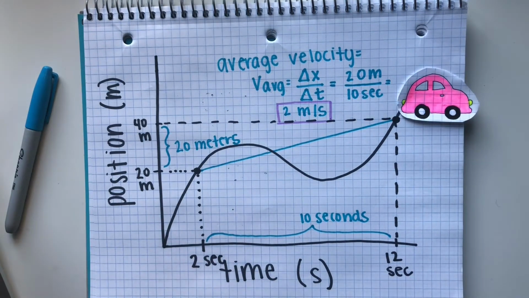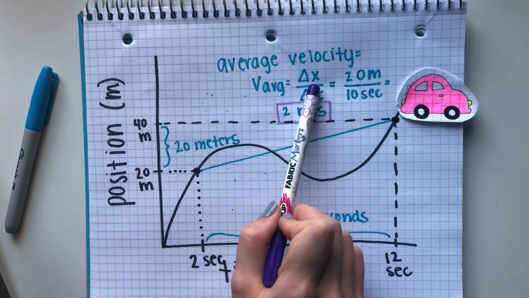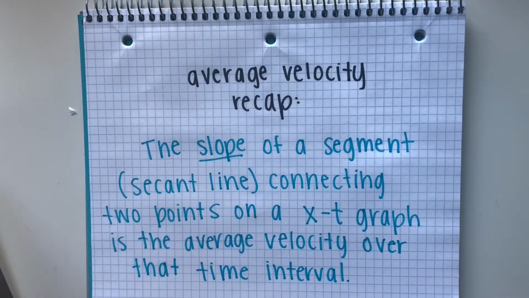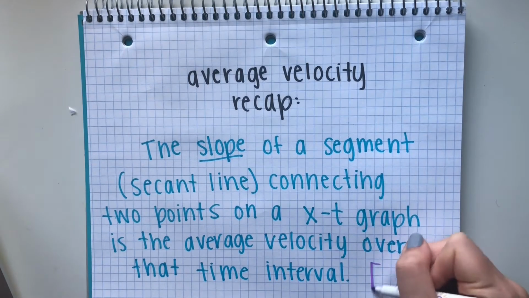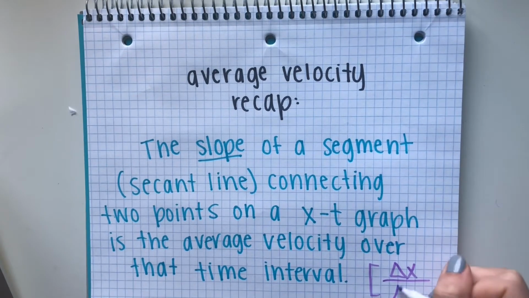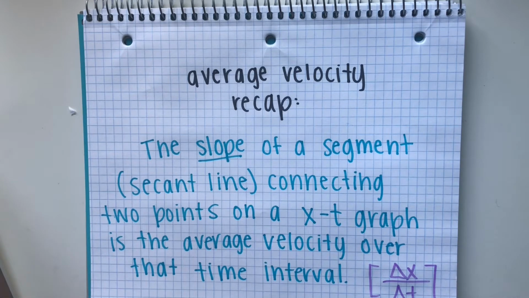So to find the average velocity between 2 points, we're going to take the change in the position over the change in time. To go more into the definition, the average velocity is the slope of a segment or secant line connecting 2 points on a position-time graph, and that's going to be the average velocity over that time interval.